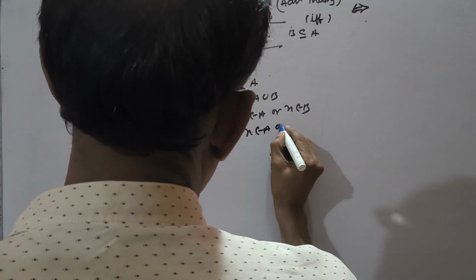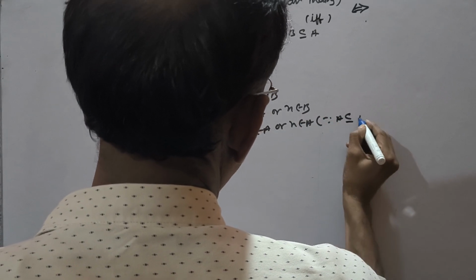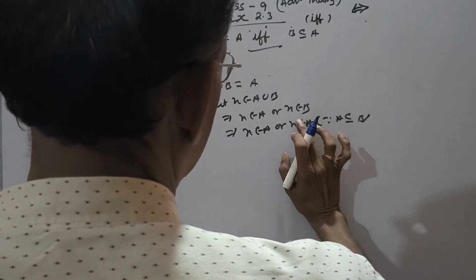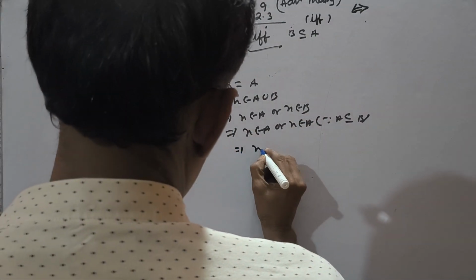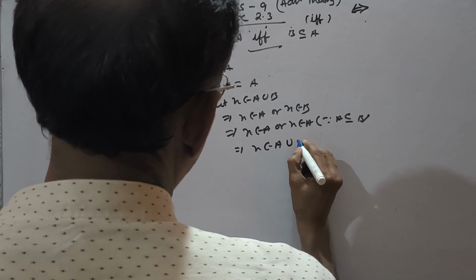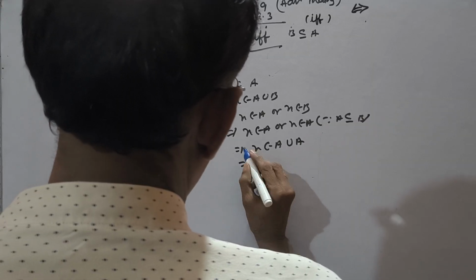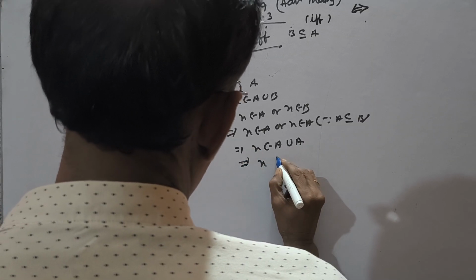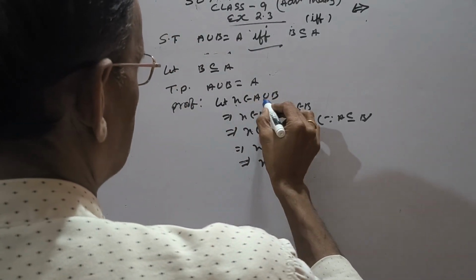x belongs to A or x belongs to A. Since B is a subset of A is given, what is the meaning? If x is in B, then x is in A. So x belongs to A or A, which means A union A, and you know A union A equals A only. So x belongs to A. So what we have got? x belongs to A union B implies x belongs to A.